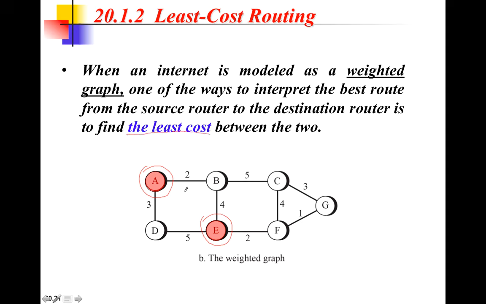And in this case, if we consider these two routes, then you will see that ABE has got a cost of 4 plus 2, which is 6. Right? ABE is 6, whereas ADE is 8. So in this case, ABE would be the least cost route between A and E. This will be the best route between A and E.